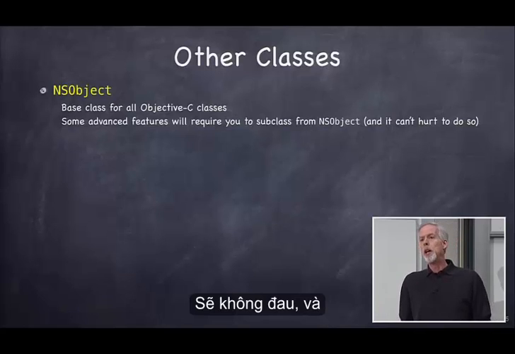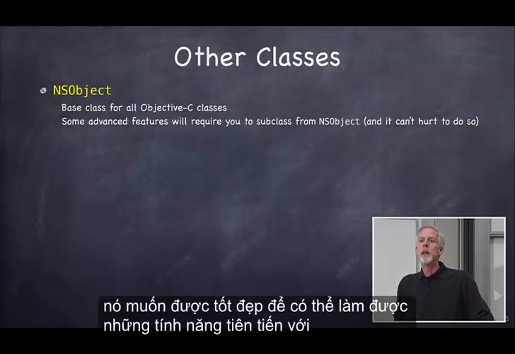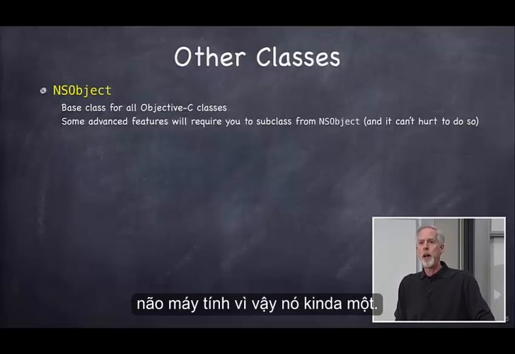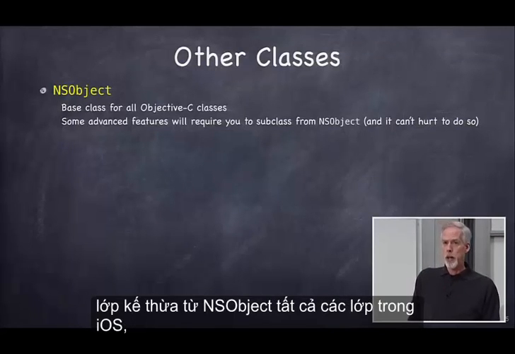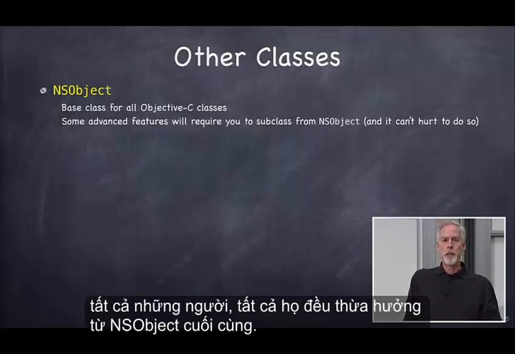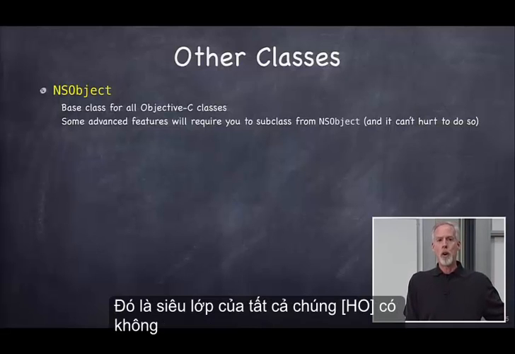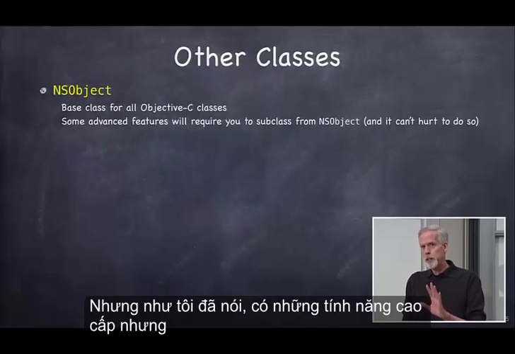It wouldn't have hurt, and in the future, once we learn these advanced things, it'd be nice to be able to do those advanced features with Calculator Brain. So you can feel free. I'm not sure what to say the best practice here is, to always have your Swift classes inherit from NSObject. All the classes in iOS, like UIViewController and all those, they all inherit from NSObject eventually. It's the superclass of all of them. There's not really much in NSObject anymore that matters. But like I say, there are these advanced features.